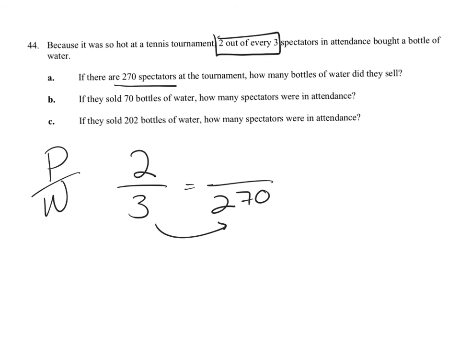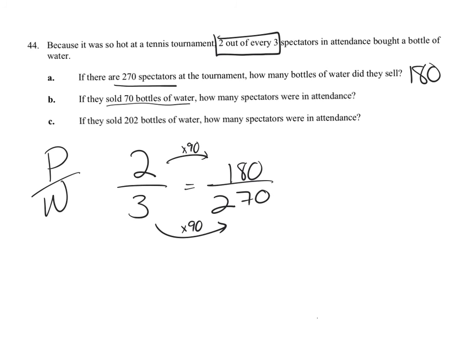So I have to think, how do I get from 3 to 270? Well, I know 3 to 27 is 9, so if you add the 0, that would just be 90. So 2 times 90 gives me 180, so the answer to A is 180.